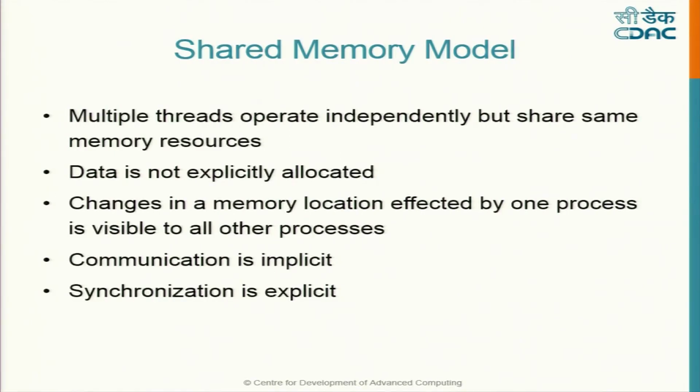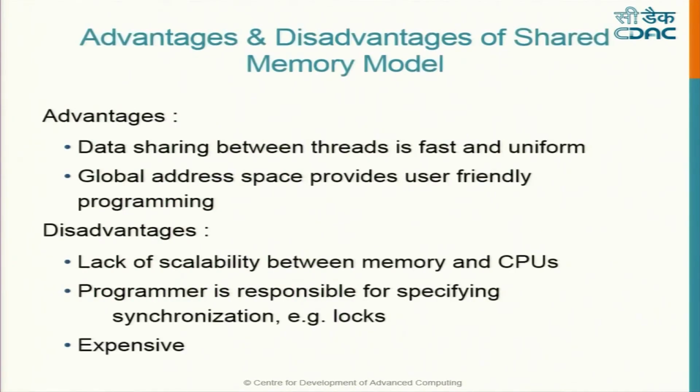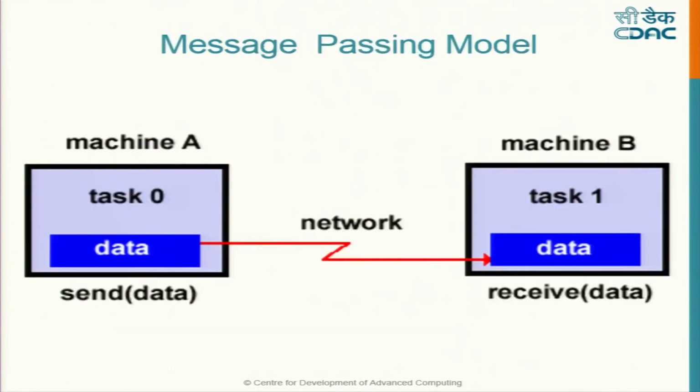Now these are the advantages. The data sharing between threads is fast: one process writes, others can see it. All of them share a single address space, so you have to divide it and allocate to different processors. The disadvantage is that you cannot build bigger systems, and the programmer has to specify locks. I will explain that in the slides to come.